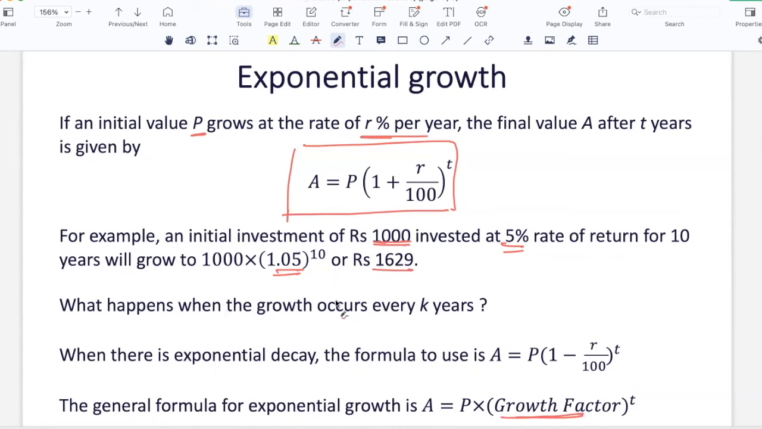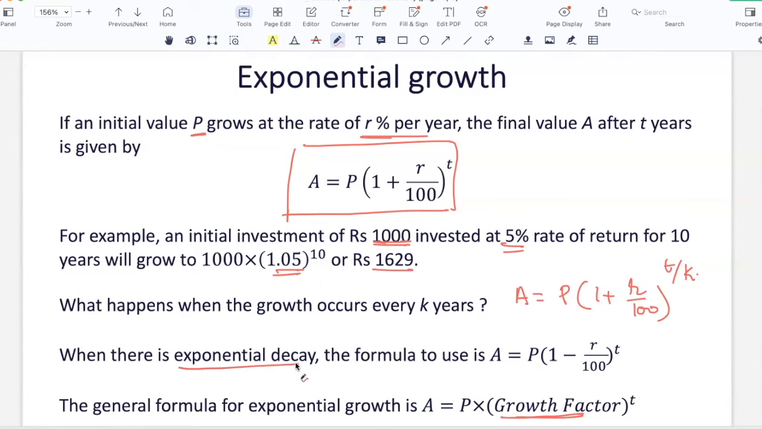Now, what happens when the growth is not annual but occurs every k years? In that case, k becomes the denominator of the exponent. So here the formula would be p times (1 plus r over 100) to the power t by k. So for example, if the 5% rate of return was not annual but was applicable every 2 years, then my answer would be 1000 into 1.05 to the power 5, because I would say 10 divided by 2, because it's applicable every 2 years.